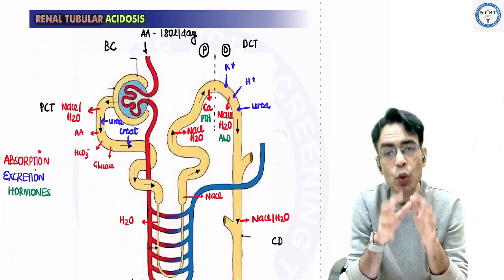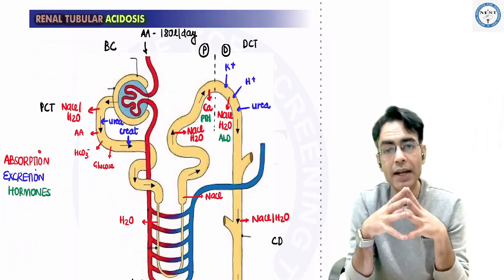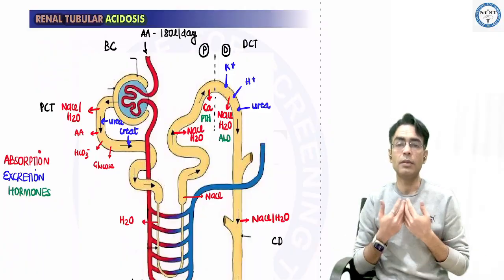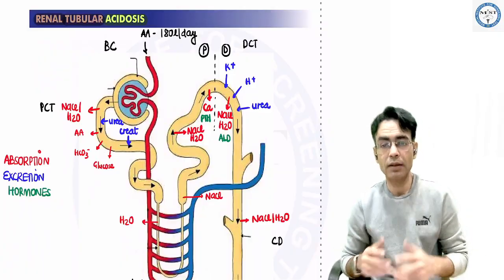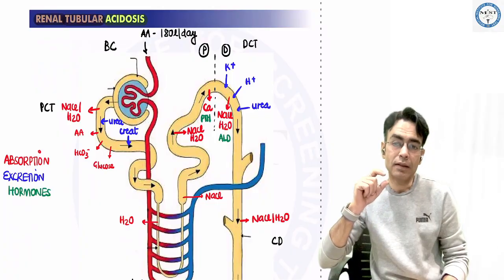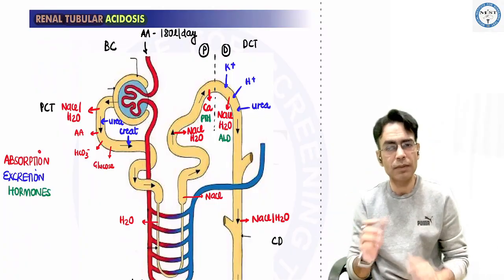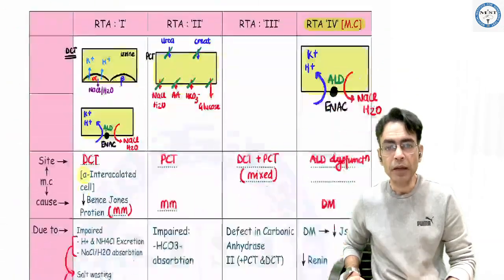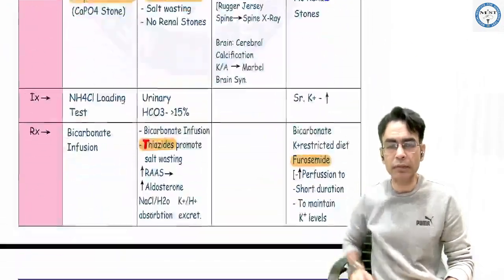But RTA type 2 में we are giving thiazides, and RTA type 4 के अंदर we are giving our loop diuretics like furosemide so that we are managing the potassium levels. That's it. सिर्फ इतना याद करोगे काम चल जाएगा. ठीक है.